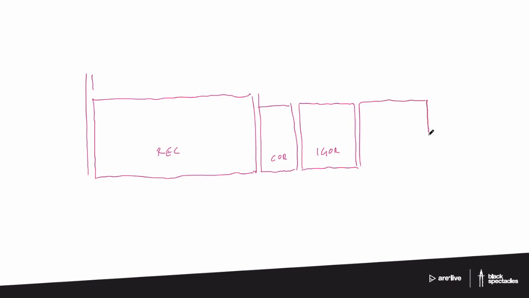So there's the reception. Here's the corridor. There's Igor's office. And there's Frankenstein's office. All right, so what do we know about all this?